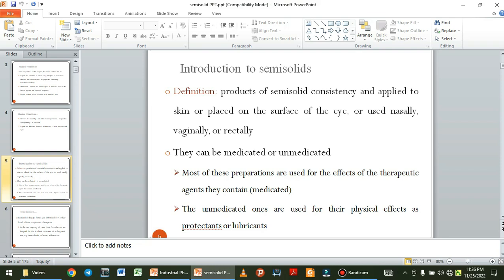And we classify them as medicated or unmedicated. Based on the presence and absence of API or active part, we classify semi-solid into medicated and non-medicated. Medicated means a drug which has an active part and is used for releasing therapeutic effect in order to relieve us from disease, right?